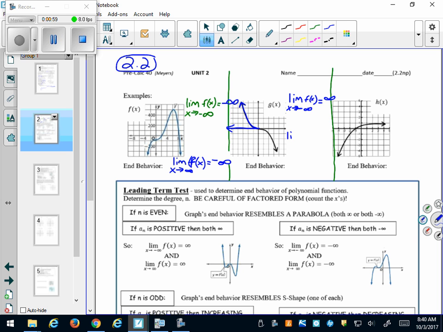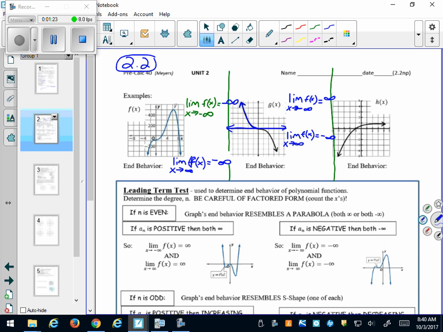The limit from the right, in other words, as x is going to positive infinity, the limit of this particular function is going down, so it approaches negative infinity. End behavior down. Does that make sense? Anybody still have questions on that one?